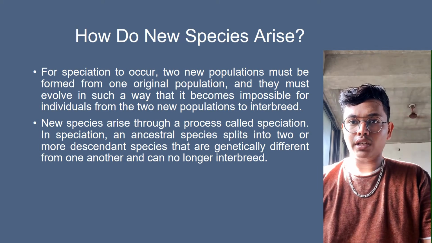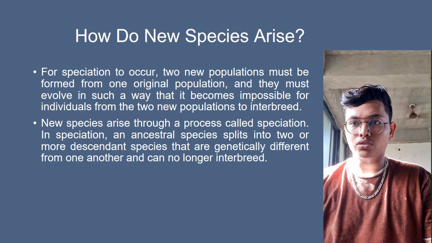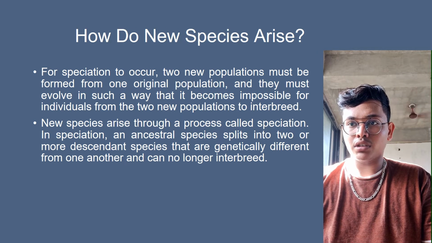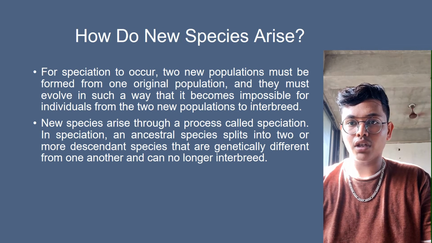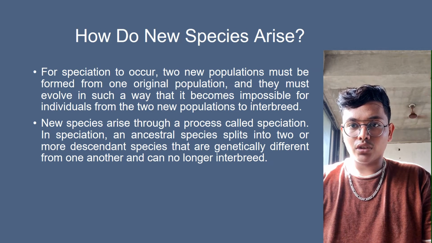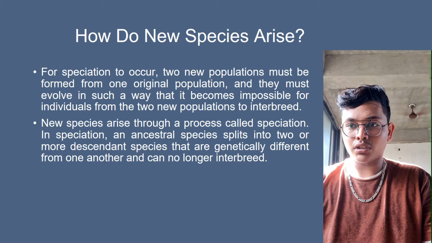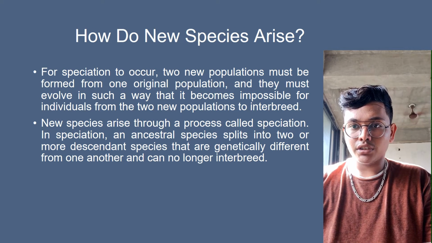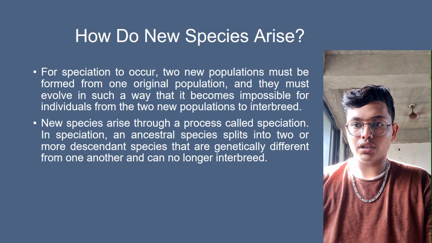How do new species arise? For speciation to occur, two new populations must be formed from an original population, and they must evolve in such a way that it becomes impossible for individuals from the two new populations to interbreed. New species arise through a process called speciation. In speciation, an ancestral species splits into two or more descendant species that are genetically different from one another and can no longer interbreed.